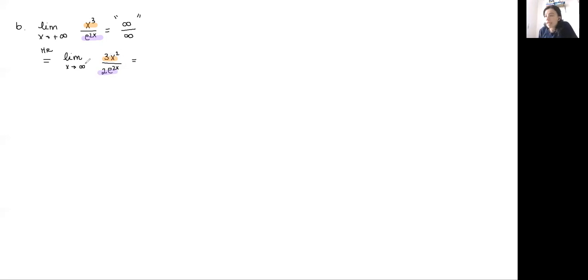So if I have a very, very large number, let's say 1 billion, and I have 3 times 1 billion squared, I'm also going to get a very, very large number. And if I have a very large number, let's say 1 billion, and I evaluate 2 times e to the power of 2 billion, this is also going to be gigantic, and so I still end up with infinity over infinity. Does this make sense for everyone?